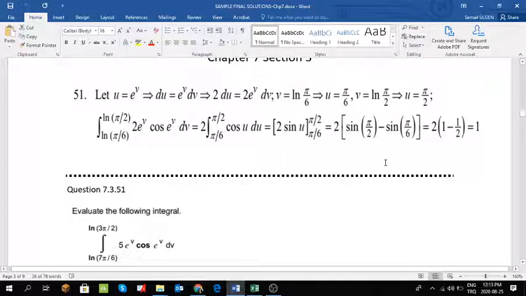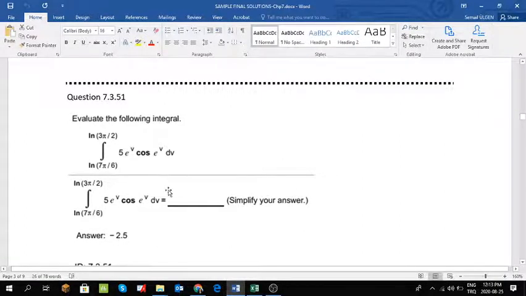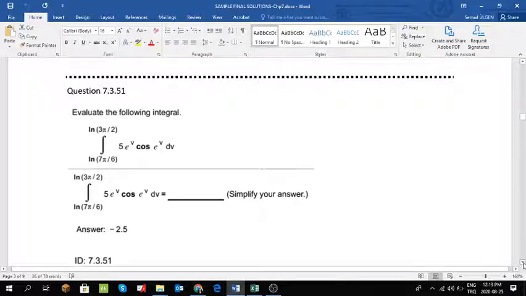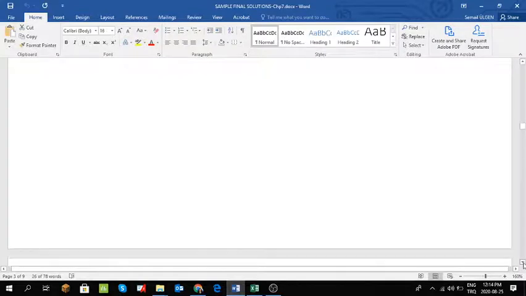Now I want you to try it out with this example, do it on your own, and check whether you can get this answer. If you do this substitution and then evaluate it like that, okay? Alright, so let's move on.